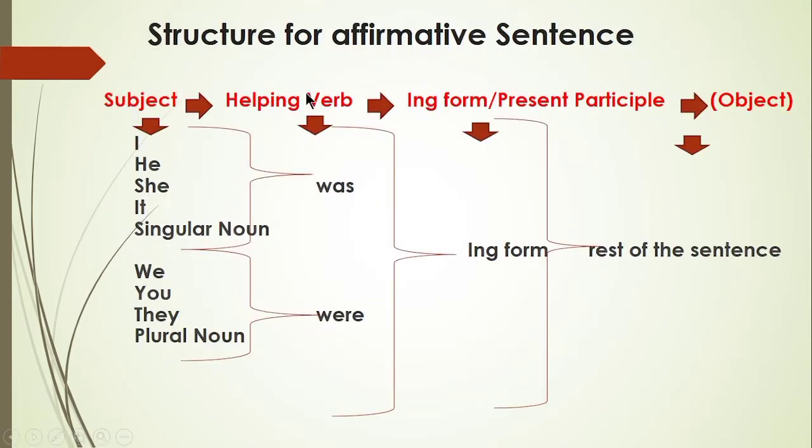Now, what is the structure? How can we make the affirmative sentence or positive sentences or declarative sentences in past continuous tense? So it's a very simple structure. We have the subject. So if the subject is I, he, she, it, or singular noun, they are followed by was, helping verb. If the subject is we, you, they, or plural noun like students, teachers, doctors, people, etc., they are followed by were. Then we have present participle or ing form, and then rest of the sentence. So that is the simple structure for forming affirmative or declarative sentences in past continuous tense.